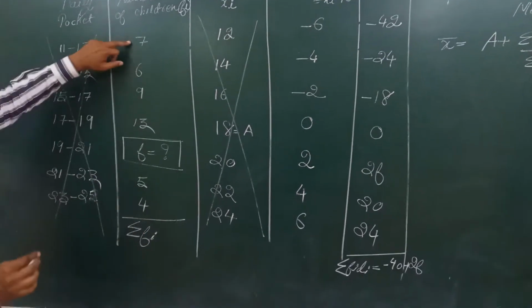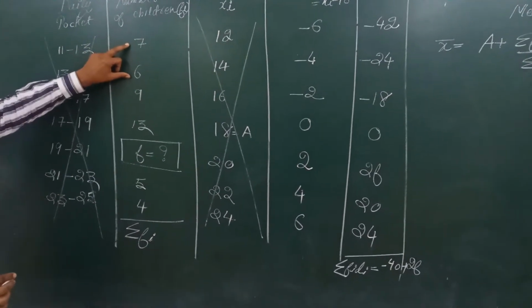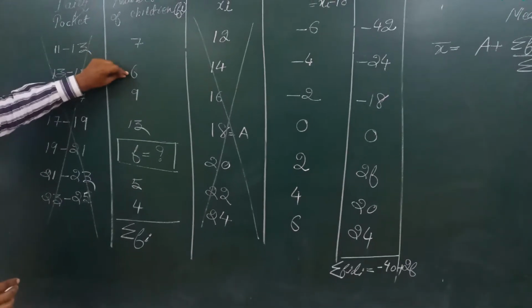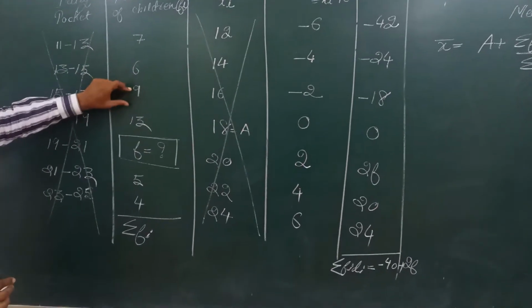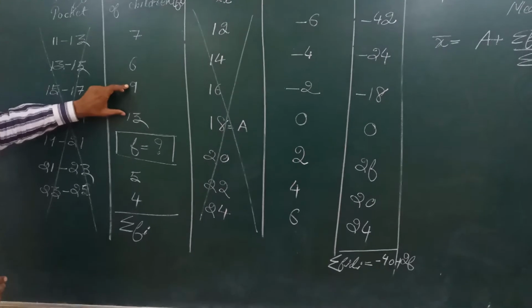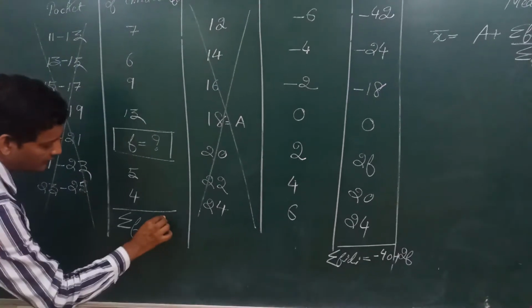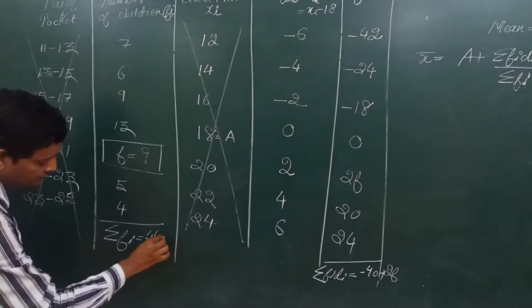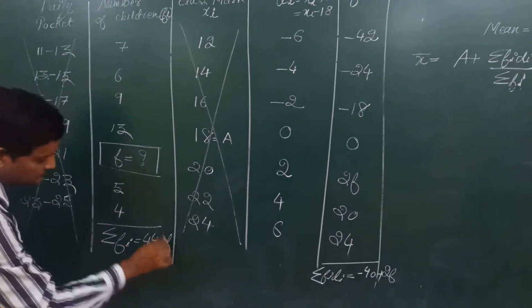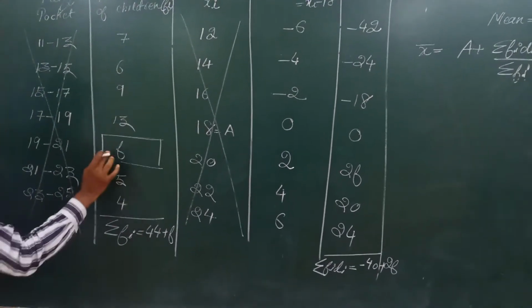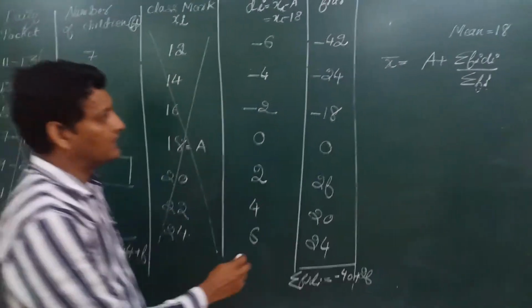So, chalo chat karte hain. 7 plus 6 is 13, okay, and 13 plus 9 is 22. 22, this is 32, 35, this is 40, this is 44. You are going to get 44 plus this f. So, ये बगल में plus f आ गया. ठीक है बच्चों, अब डालते हैं.